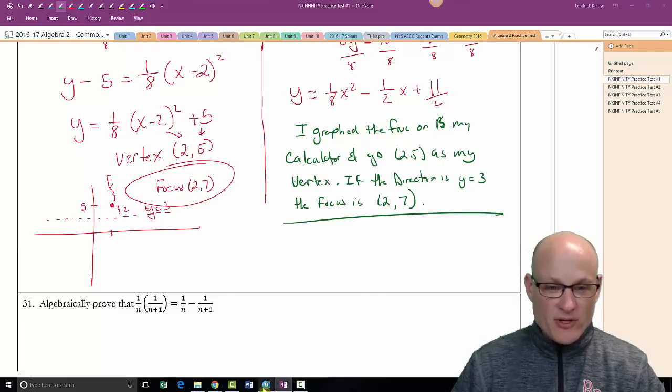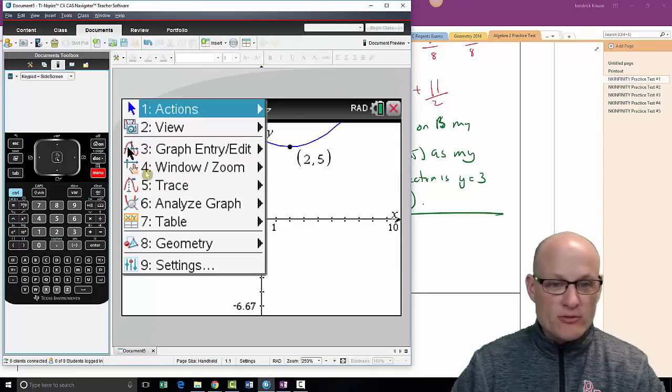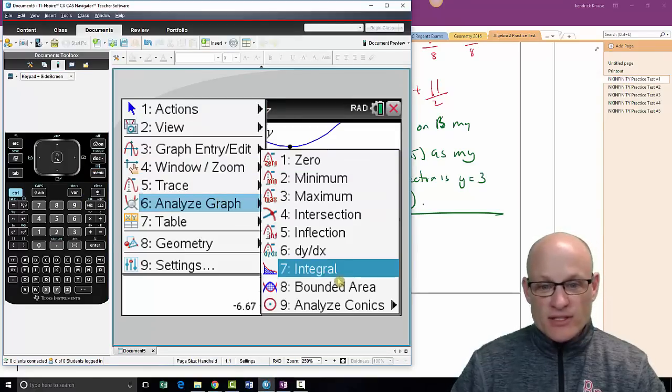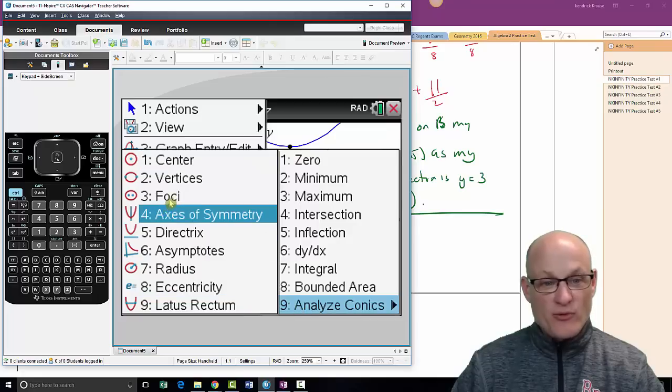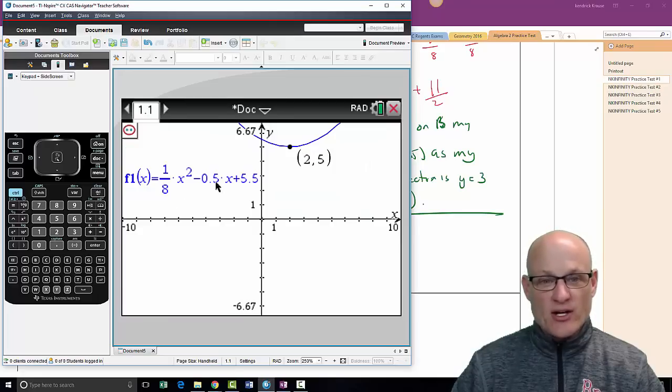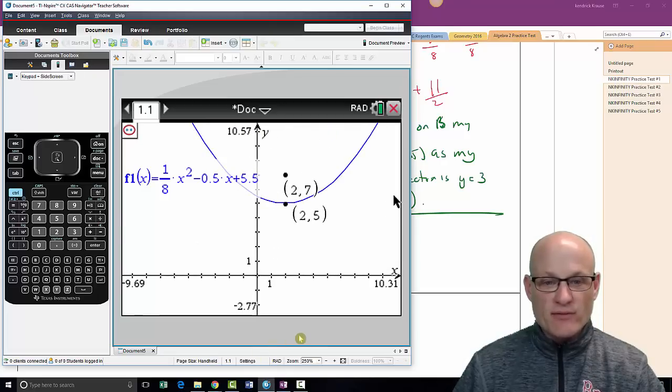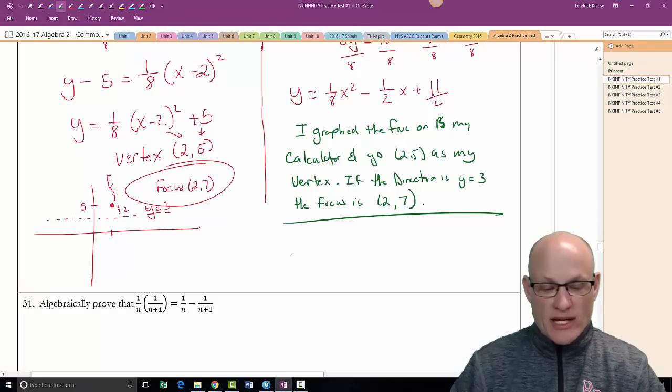Or there's actually a feature on your calculator where you can go menu, analyze graph, conics, and if you click on that, one of them is foci, finding the foci. And all you got to do is click on the graph, and there it is. Click on it, it tells you it's 2, 7. But that thing's kind of in my way. Oh, there it is, 2, 7. Plots it for you. Done.